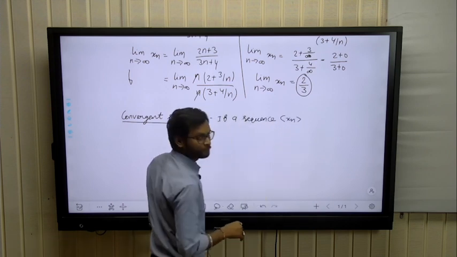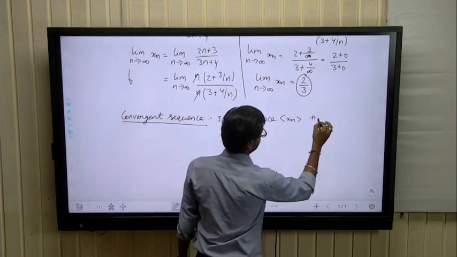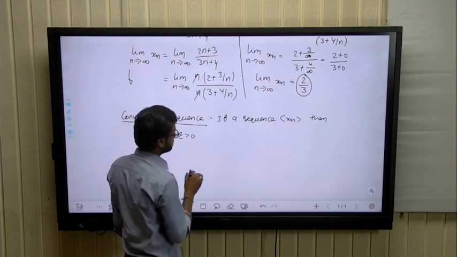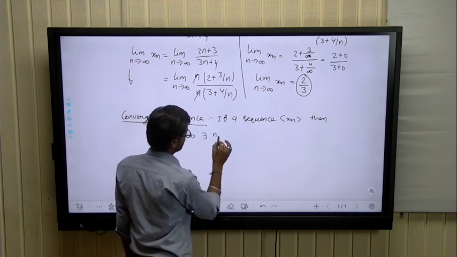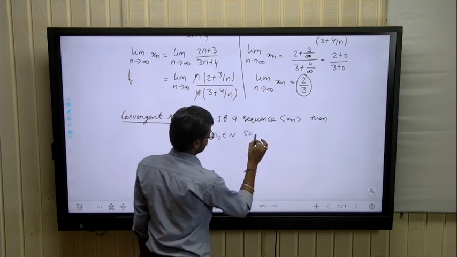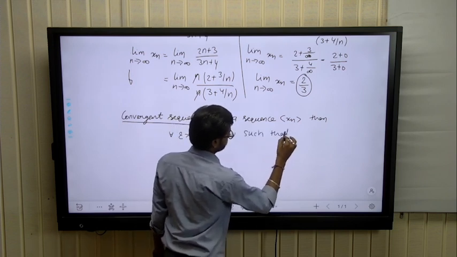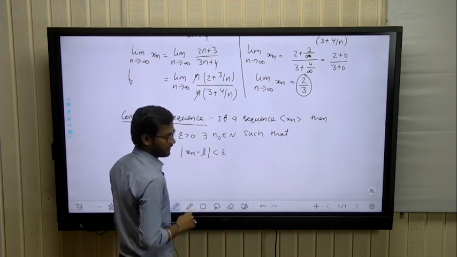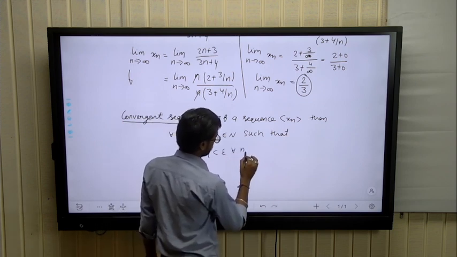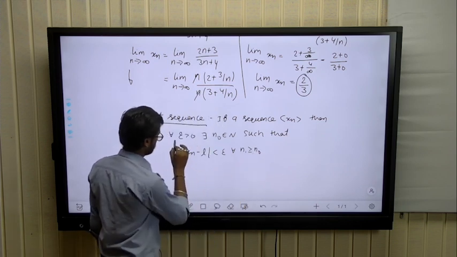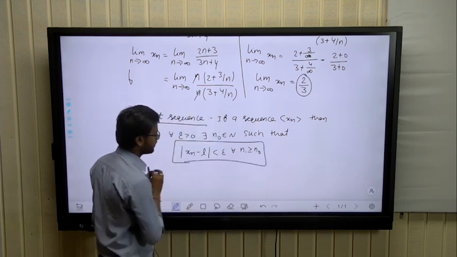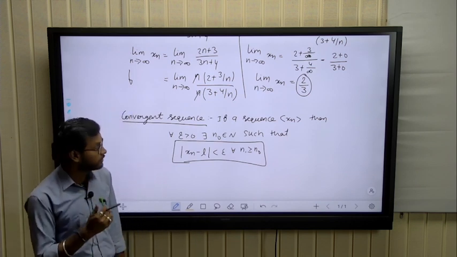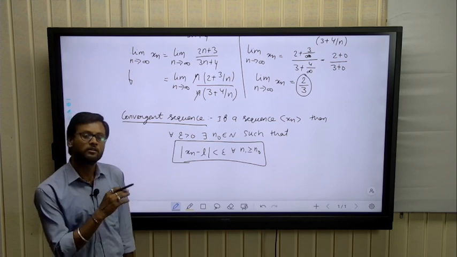xn, then for all epsilon greater than 0 there exists n naught belongs to N such that mod xn minus L less than epsilon for n greater than or equal to n naught. This definition looks similar to the limit of a function, the limit of a sequence, but it is not the same.